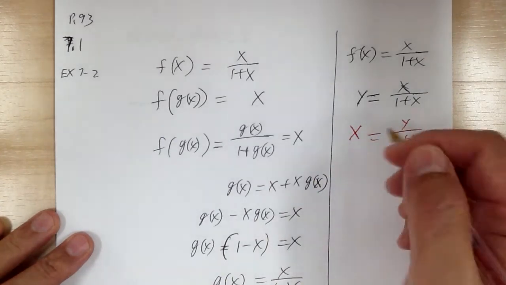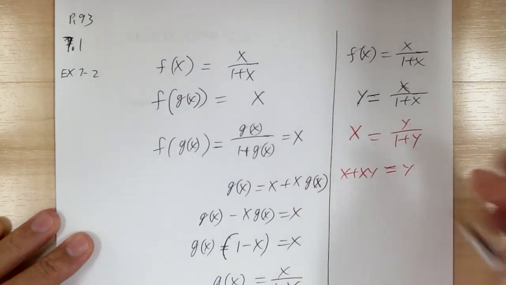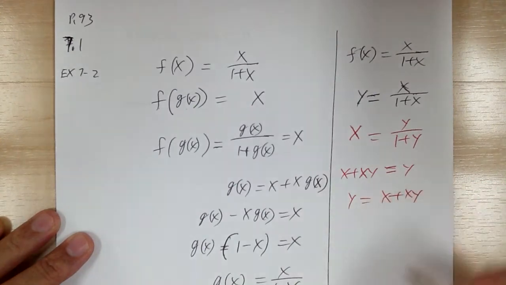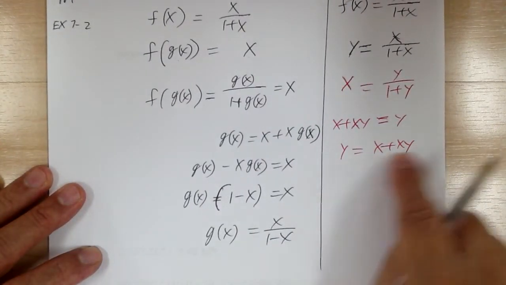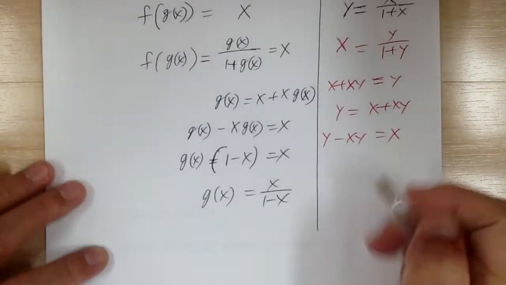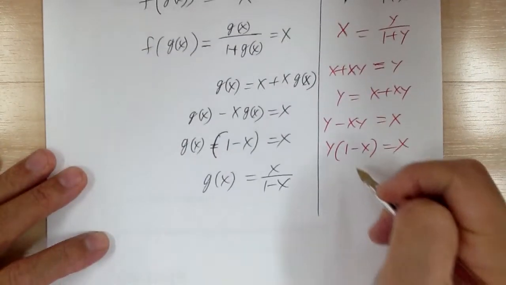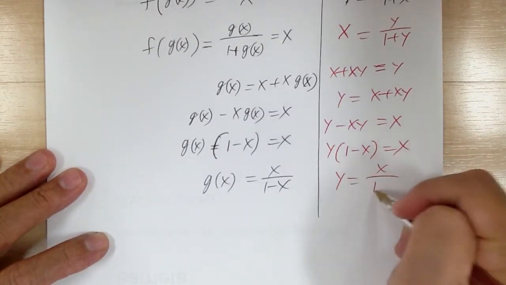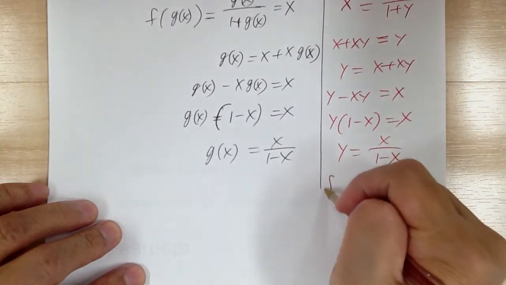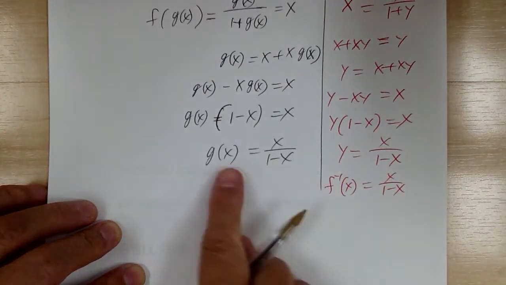So you're going to cross multiply. And I'm solving for y, so I'm going to move the y to this side. Okay, so y equal to x plus xy. Then I'm going to collect the y terms, so y minus xy equal to x. So factor out the y, and then you divide, so y equal to x over 1 minus x. And because this is the red y, this is the inverse function. Okay, so you can see they're the same thing.